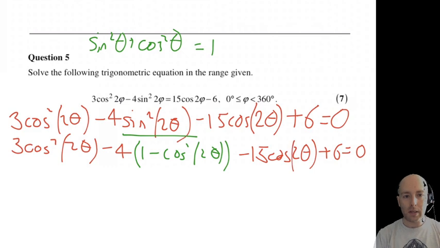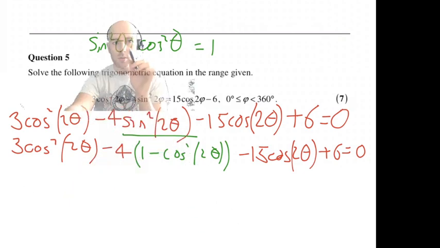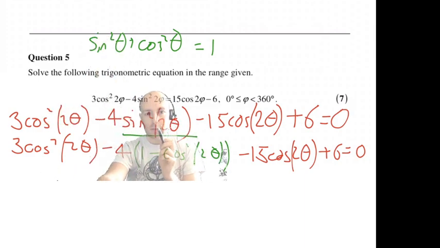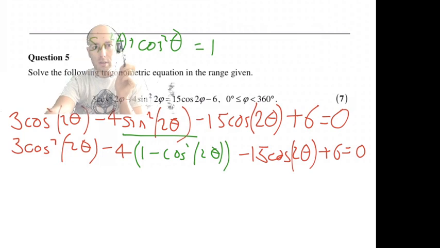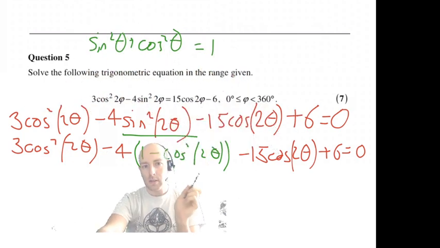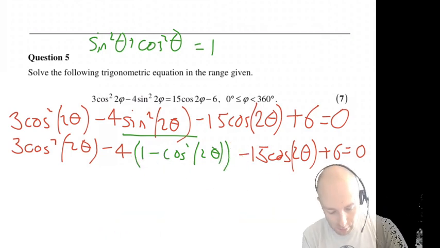So I've changed my sine squared here into a cos squared using a rearranging of this equation. And I've not forgotten that we don't have sine squared theta, we've got sine squared 2 theta. So my relationship is sine squared 2 theta plus cos squared 2 theta is 1. So that's why we got the 2 theta in here. Cool. Right, so everything now is cos. So let's keep going. Let's try and simplify this.